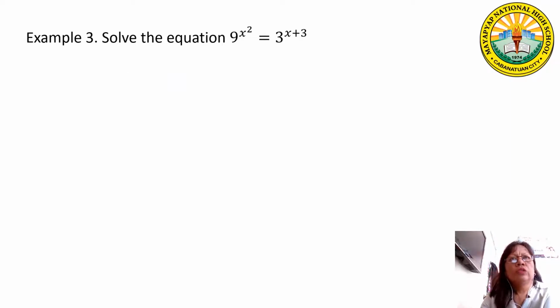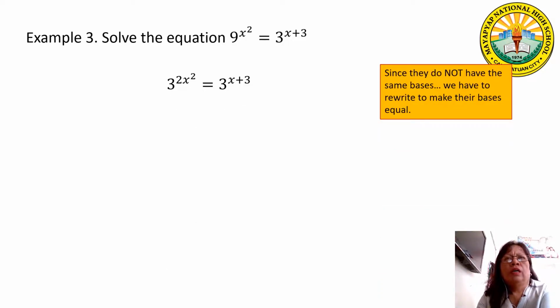For example 3, solve the equation 9 raised to x squared equals 3 raised to x plus 3. So you make your bases equal. So 9 has a factor of 3 squared. So it becomes 3 raised to 2x to the second power equals 3 raised to x plus 3. Then you equate that their exponents are equal since the bases are equal, applying the one-to-one property of exponential function.